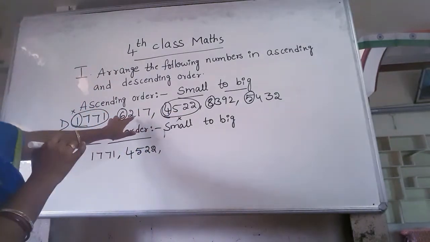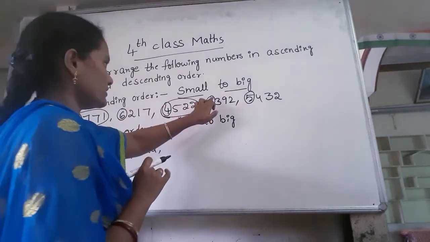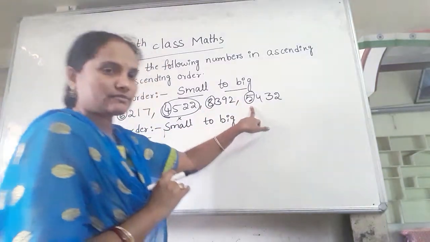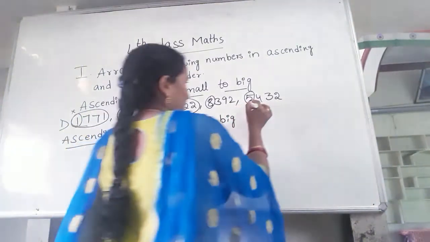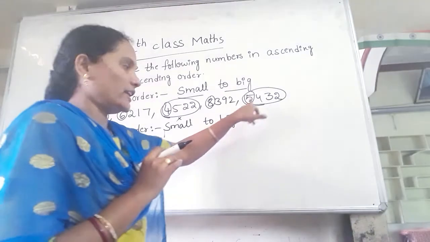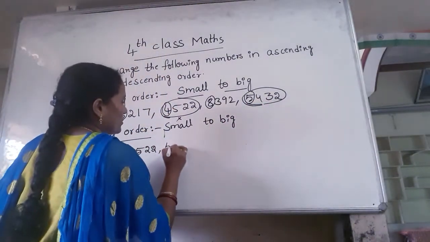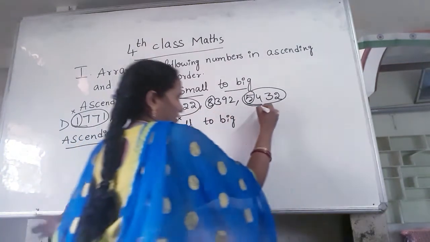Okay children. Now this is over. Next three numbers are there. In thousand place 6 is there, in thousand place this number has 8, and this is a 5. Next smallest number is what? 5. So this number is the next smallest number. What is our number? 5432. Next you should write here 5432. Now this one also is over.